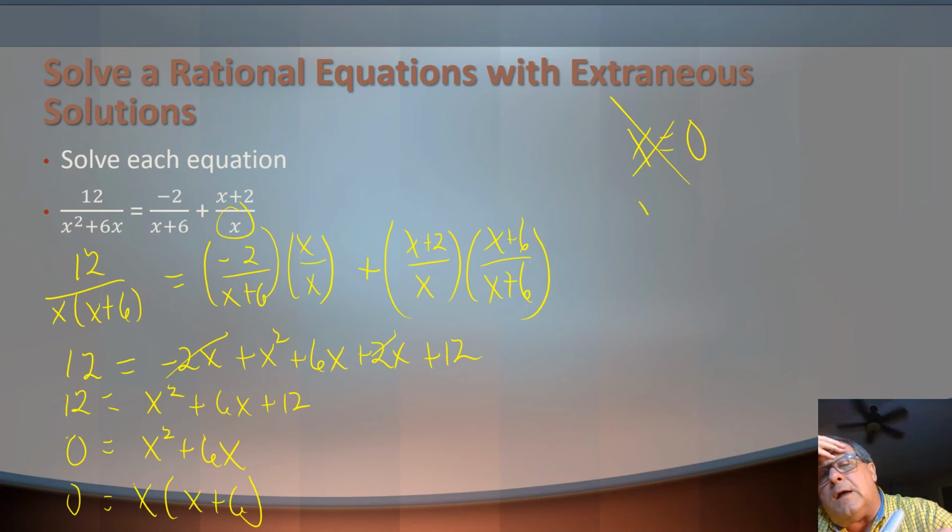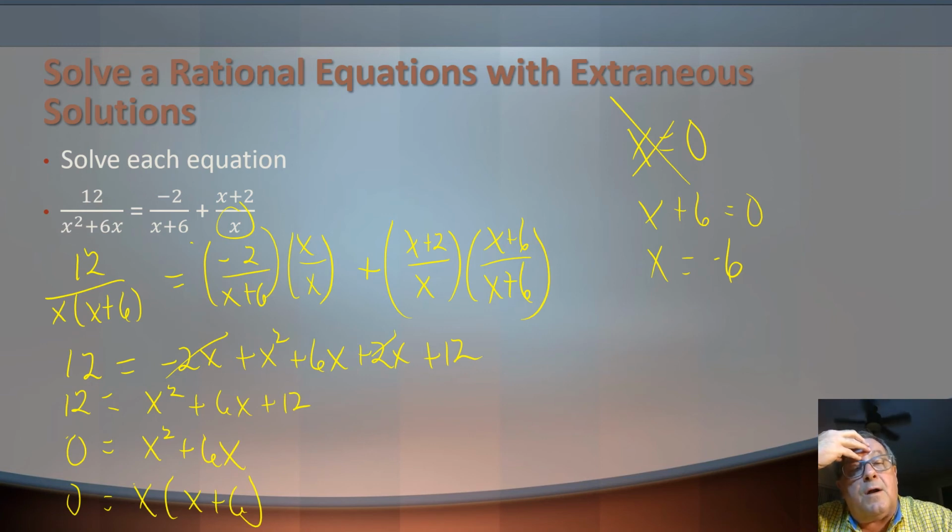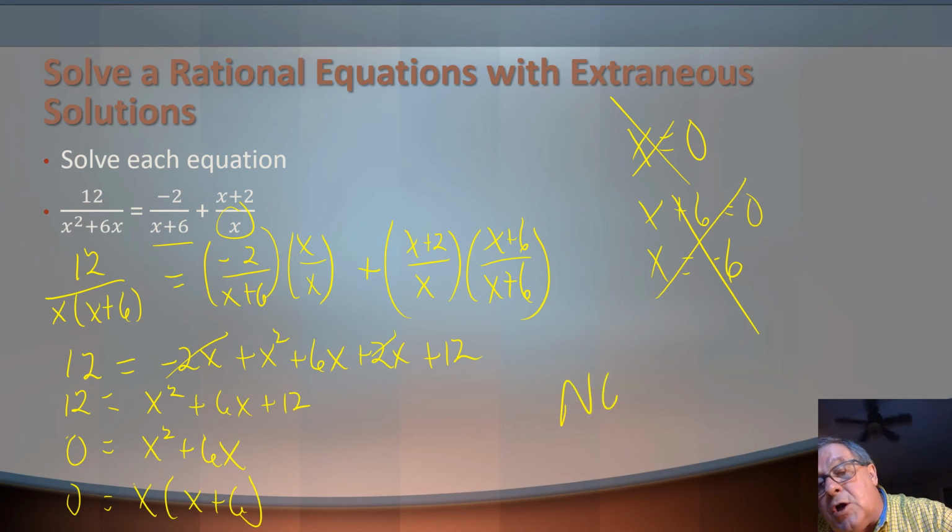What about the next one? X plus 6 equals 0. X is equal to -6. Well, what if x is equal to -6? Well, that'd be negative 6 plus 6 right there. That'd be 0. And, of course, all of that would be 0. And so that's not a valid solution either. And so on this one, there is just absolutely no solution.